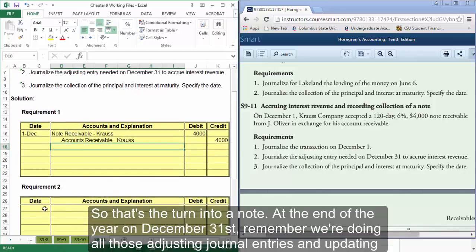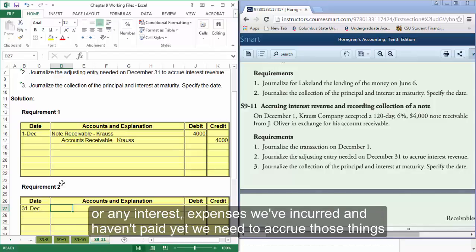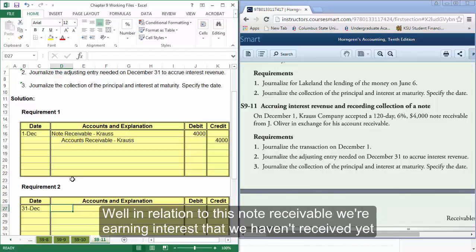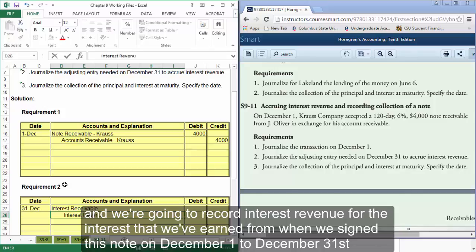Now, at the end of the year on December 31st, remember we're doing all those adjusting journal entries and updating our books. We need to accrue any revenue that we've earned and haven't received, or any interest expenses we've incurred and haven't paid yet. Well, in relation to this note receivable, we're earning interest that we haven't received yet. So here we're going to have to accrue the interest. We're going to record interest receivable because we're going to get it in the future, and we're going to record interest revenue for the interest that we've earned from when we signed this note on December 1 to December 31st.